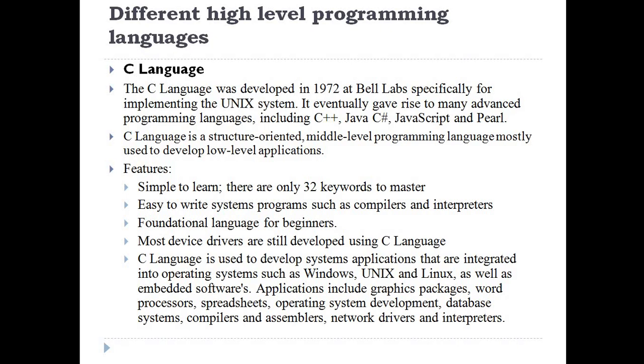C language is basically a middle level programming language, used to develop low level, or we can say basic, applications, because it is a procedure oriented programming language, not an object oriented one. It has some basic features: it has only 32 keywords, it is easy to write programs, it is useful for compilers and interpreters, and it is the foundation of the language, useful for beginners.